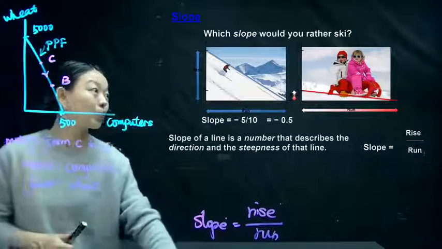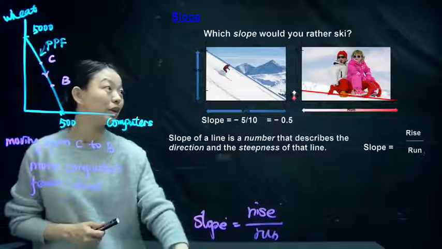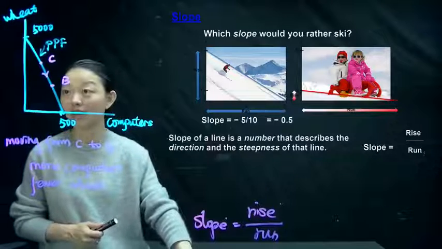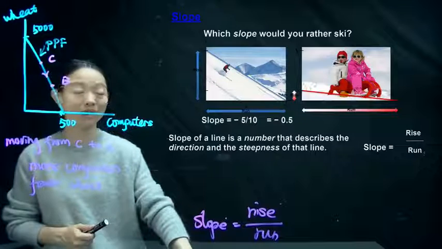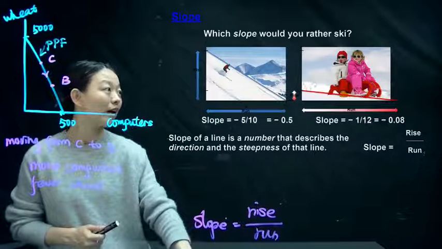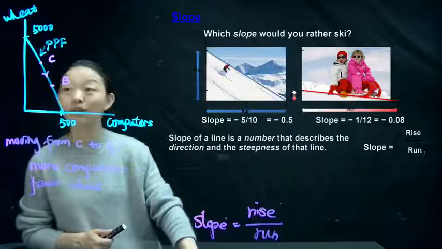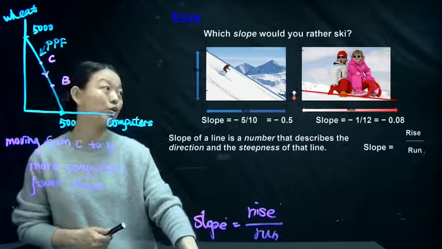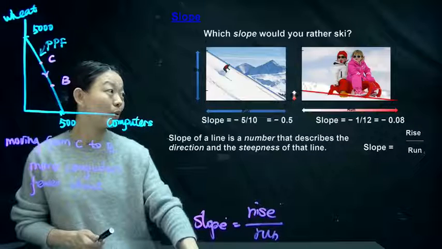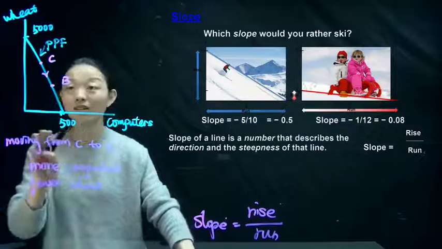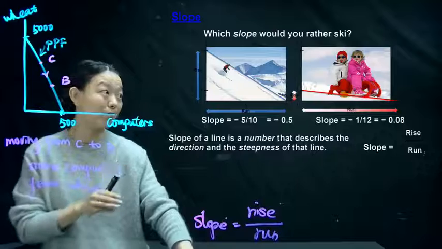For the first one, the slope equals negative 5 divided by 10, which is negative 0.5. For the second one, we use negative 1 divided by 12, which gives negative 0.08. So you can see the slope is very different for these two mountains.